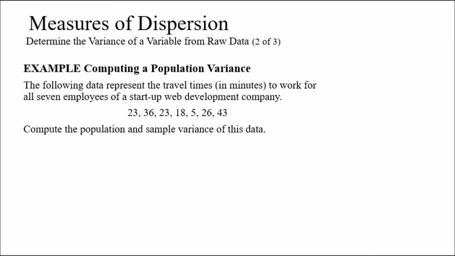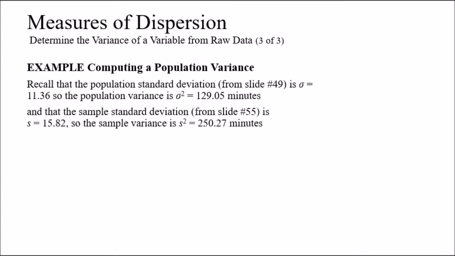Here's an example to illustrate how to find the population variance. The following data represents the travel time in minutes to work for all 7 employees of a startup web development company, and we want to compute the population and sample variance of this data. Remember that we just calculated the population standard deviation and it was 11.36. So to find the population variance, you're just going to square that amount and that will result in 129.05 minutes squared. And also we calculated the sample standard deviation previously and it was 15.82. By squaring that amount, you will get 250.27, which is the sample variance.